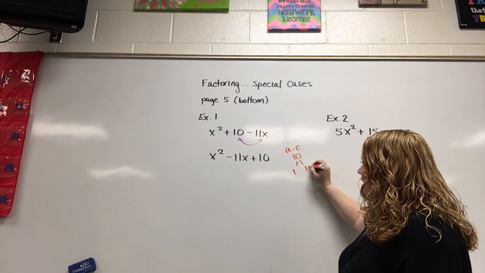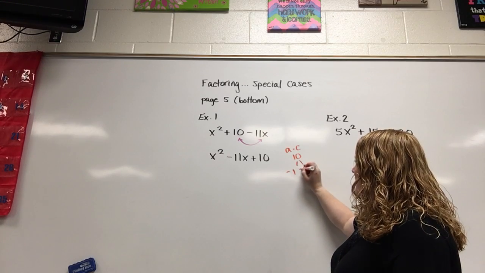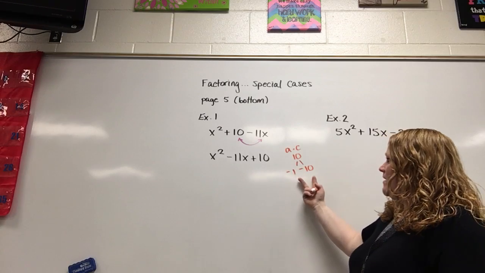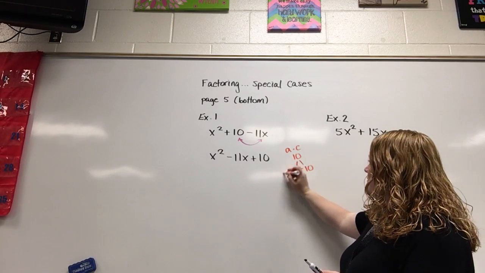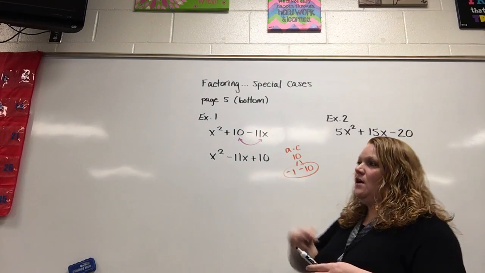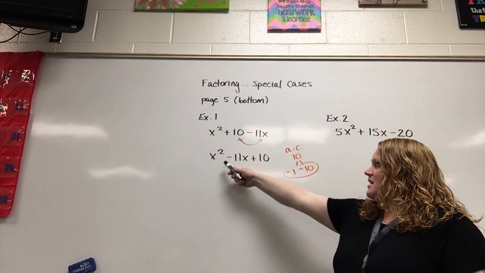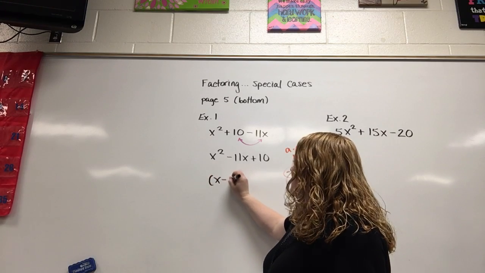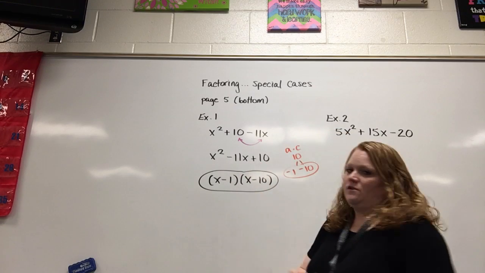Well, 1 and 10 would give us a positive 11, but since we need a negative 11, we would have to have both negatives. Negative 1 and negative 10 make negative 11, but if we multiply them, they still give us a positive 10. All right, so those are our two factors. And since we have an a value of 1, we don't have to do the whole grouping method. I mean, you could and it would still work, but because a is 1, it's a lot quicker and you can just go straight into parentheses. So we would just have x minus 1 and x minus 10, and those are the two factors.